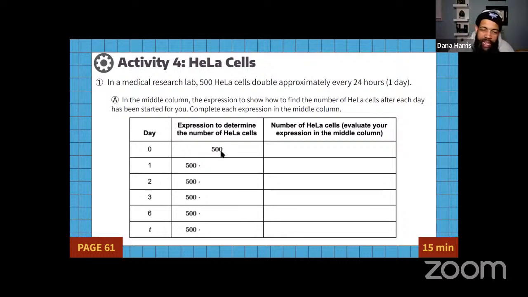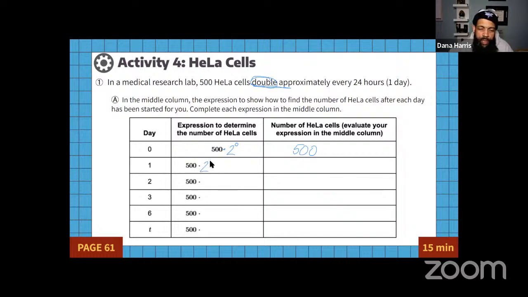All right, so notice I have 500 cells. These cells are going to double. So they're going to multiply by 2, okay? So now I have 500, but since it's no time yet, it's 2 to the 0 power, which is 1. Remember, anything to the 0 power is 1. Don't y'all forget it, my students, okay? So I basically have 500 times 1, which is 500.